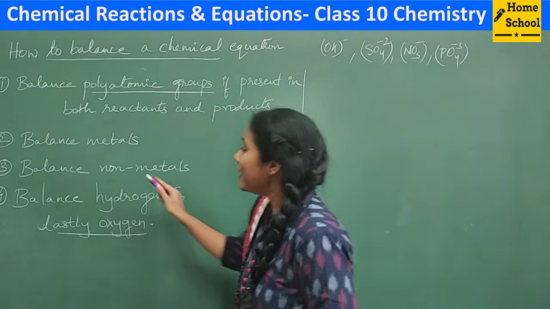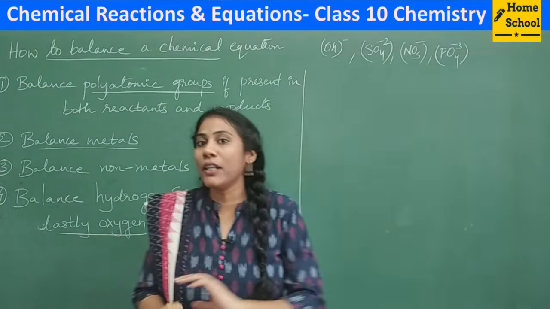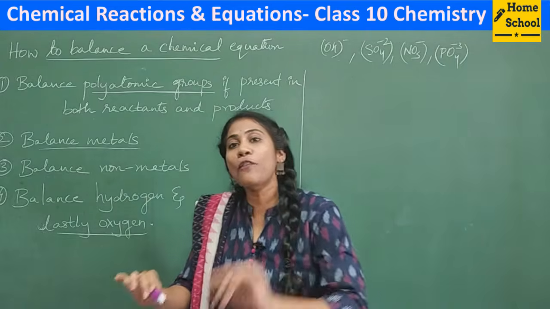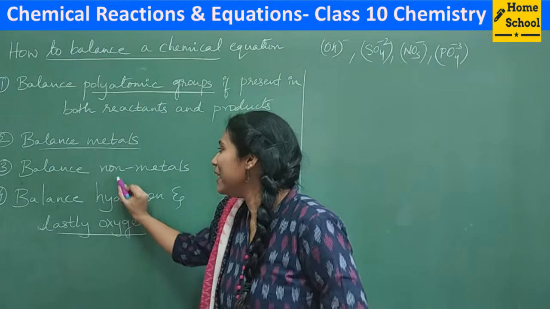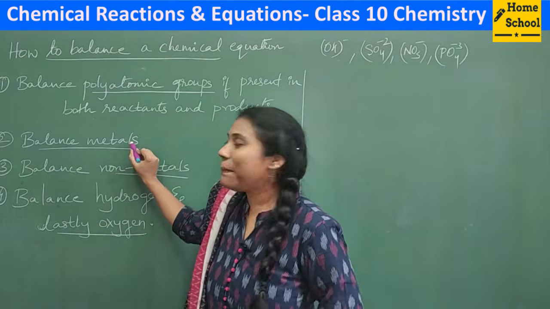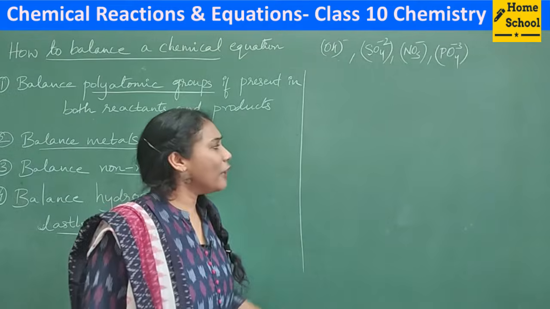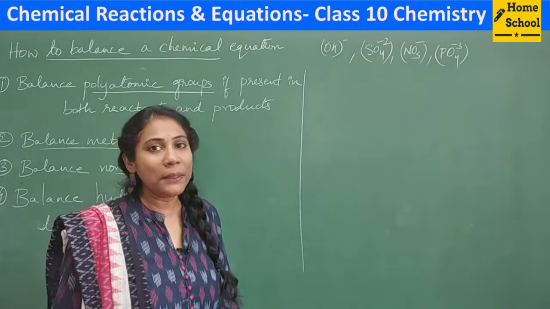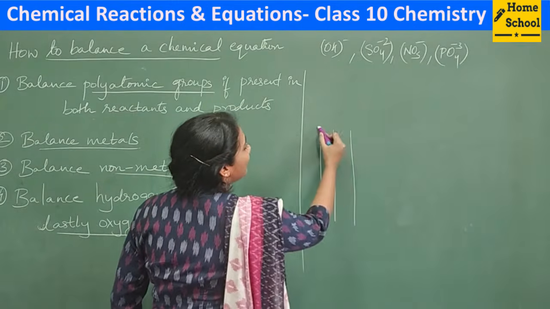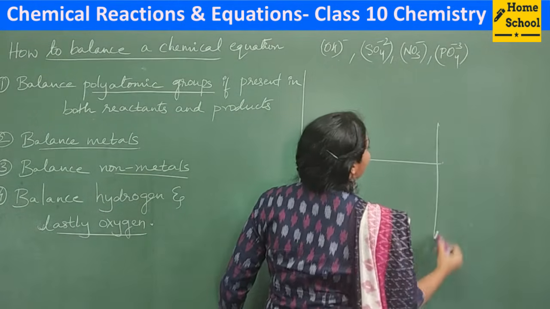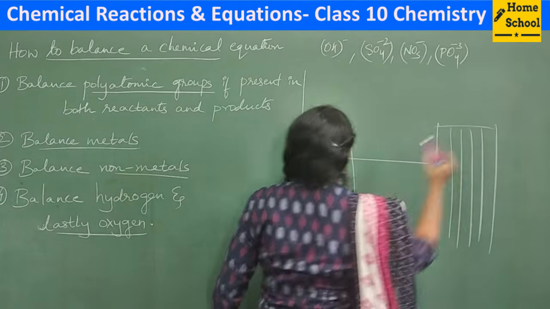Fine, and later, balance metals. After balancing polyatomic groups, go for metals. After balancing metals, you go for balancing non-metals. Then how do you know which is a metal and which is a non-metal? In my bridge course, I have also given an idea about the periodic table. So this is your periodic table.